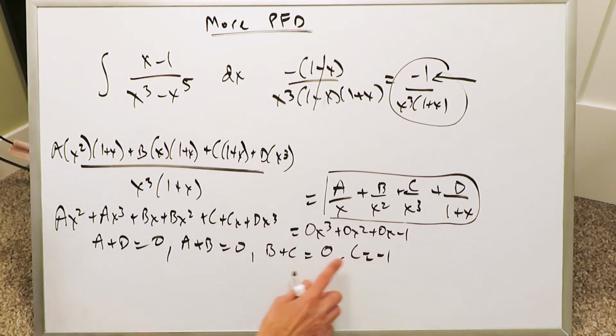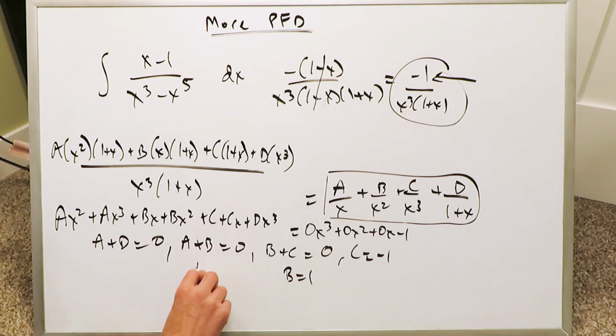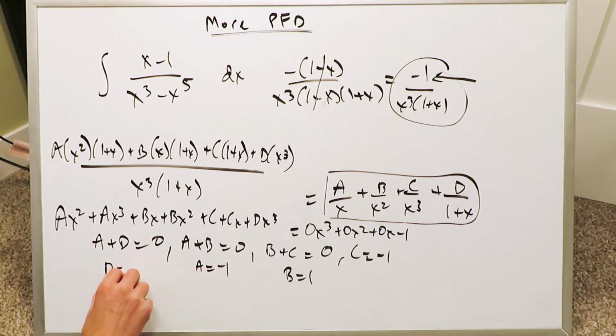If c is equal to minus 1, based on this equation, b must be equal to 1, right? b is equal to 1. If b is equal to 1, based on this expression here, a is equal to minus 1. If a is equal to minus 1, based on this, d must be equal to 1. We can put our answers like this: minus 1, 1, minus 1, 1. Right here is what we have.